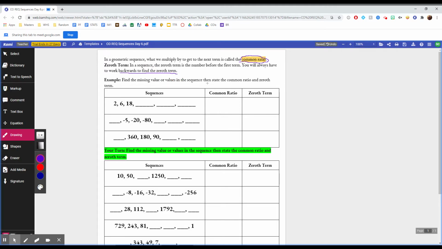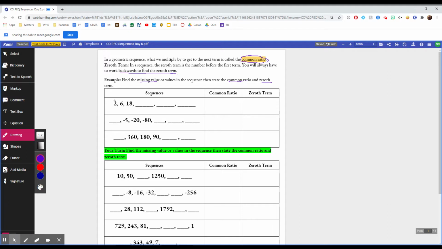So we're going to go over these 3 examples. Let's go ahead and get started with the first one. We start with 2, 6, 18, blank, blank, blank. It's asking us to find the missing values, then state the common ratio and the zeroth term.